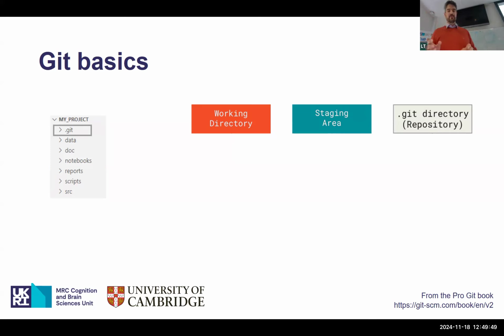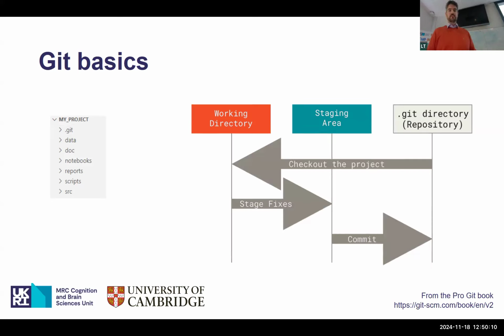And the third very important area in this whole Git machinery is the staging area, which doesn't have its own folder. It's really a file within your Git folder, within your repository, and it's a temporary thing. I'm going to explain what that means.